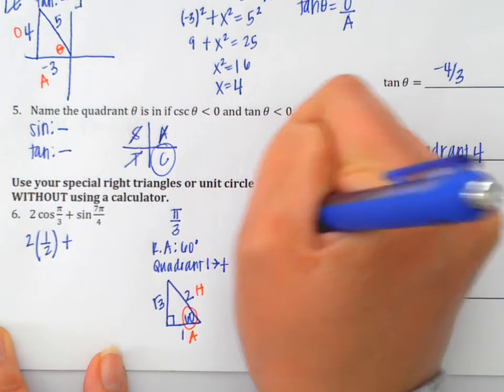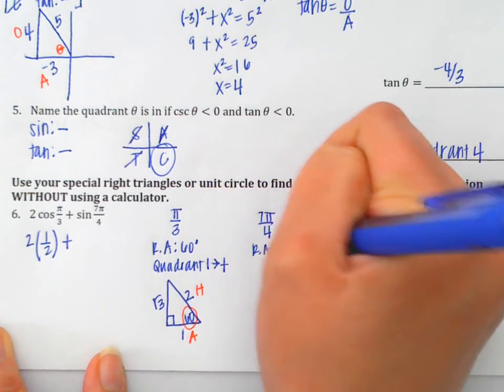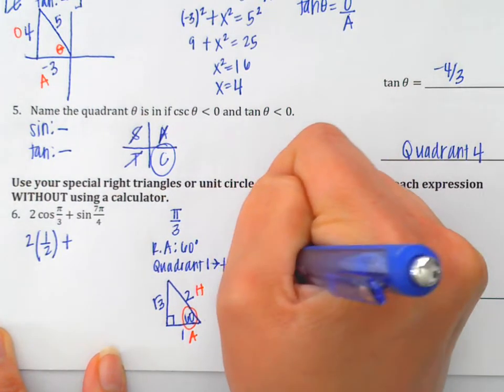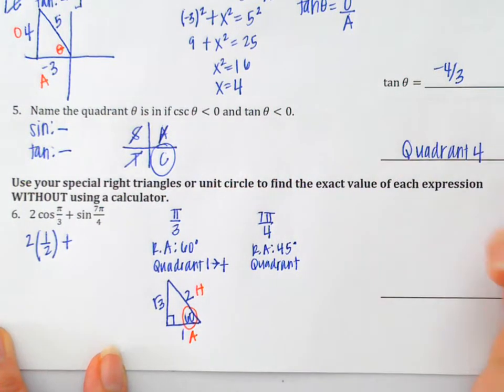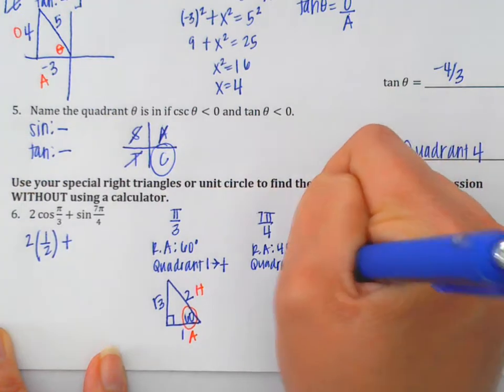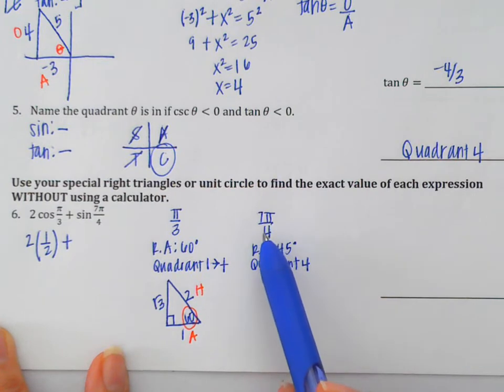For 7 pi over 4, I know my reference angle just by looking at the denominator is 45 degrees. And I know by my patterns that 7 pi over 4 is 1 less than 2 pi, so that is in quadrant 4. If you need to look at your unit circle, that's fine. If you need to convert it to degrees, that's fine. But I just know my pattern. This is 1 less than 8 pi over 4, so it's in quadrant 4.